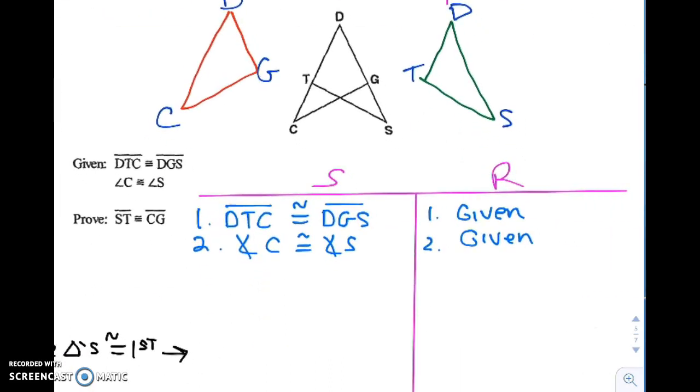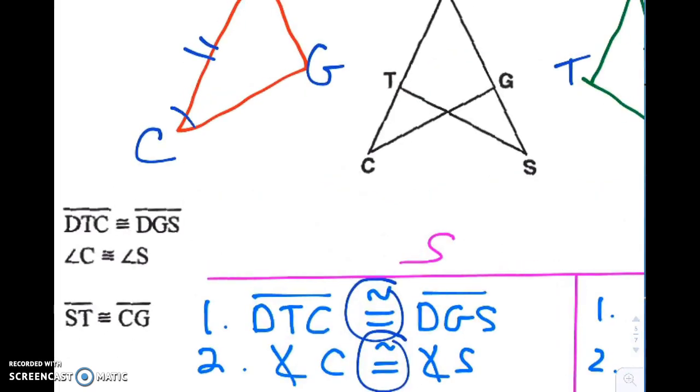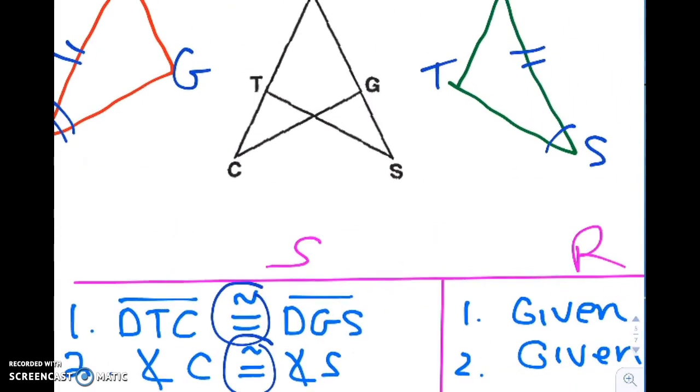Okay. So do we know anything from the givens? We have 2 congruences right there in the givens. So DTC was really this entire left side, but that's over here now. And that's congruent to DGS, which is over here. So all of a sudden we have a side, and then it says angle C is congruent to angle S. So that's right there and right there.